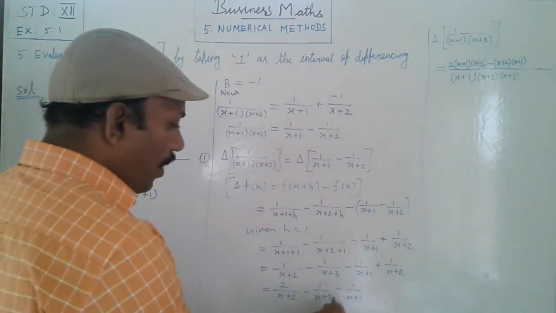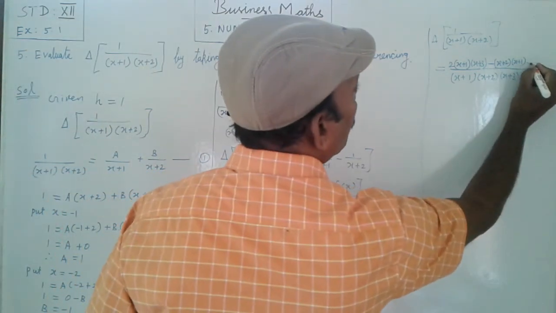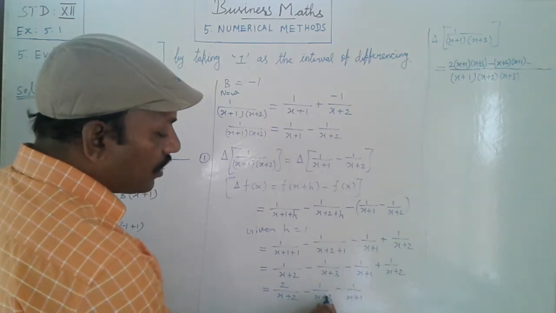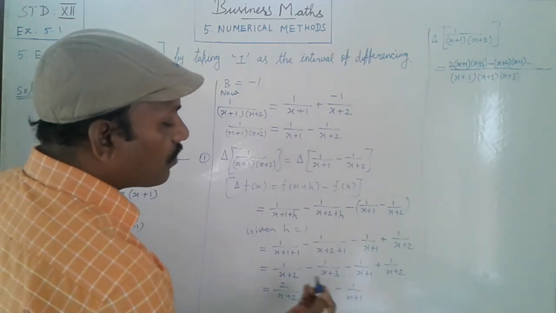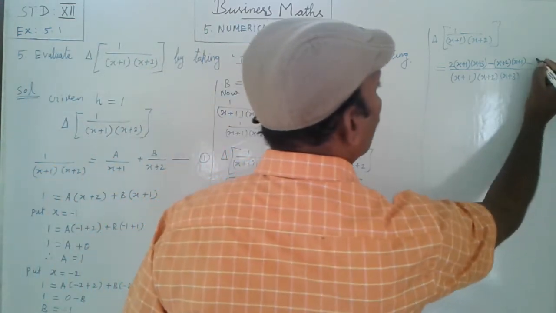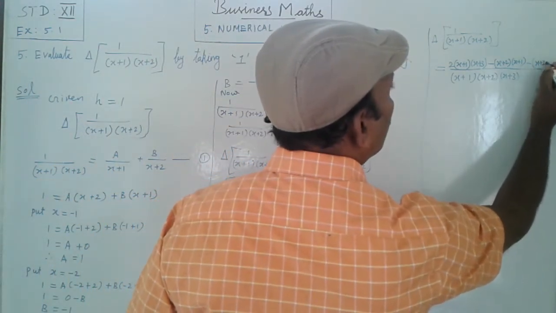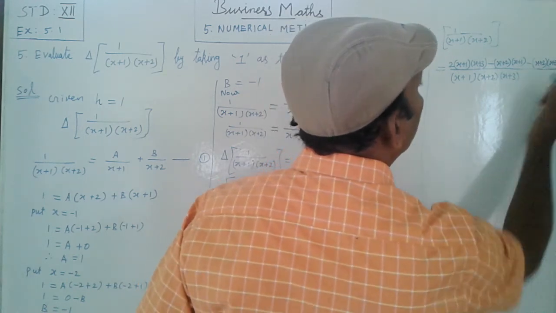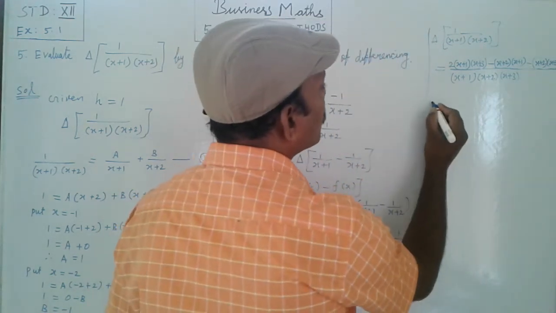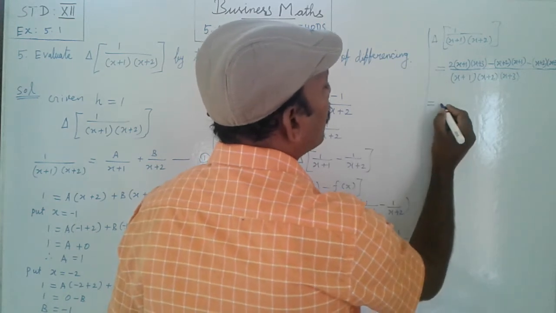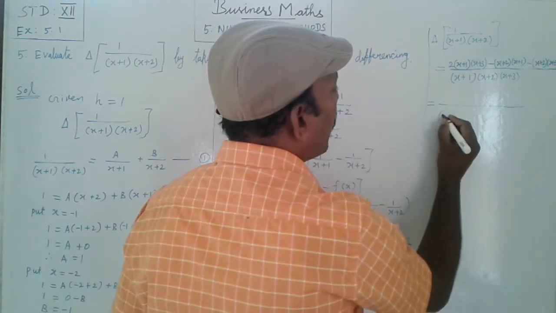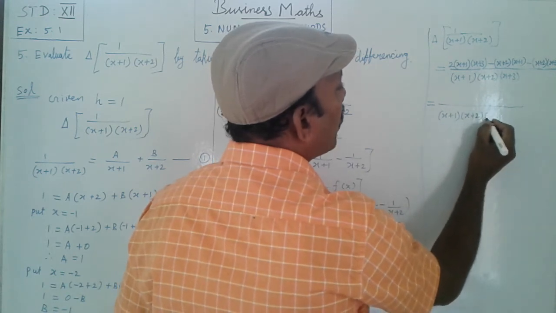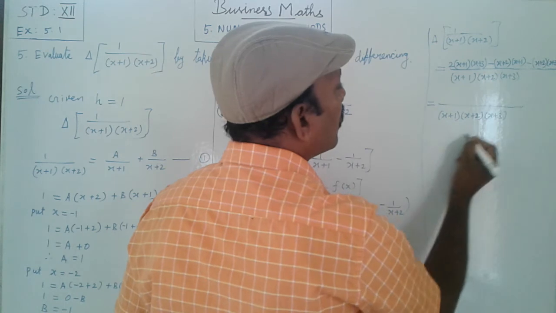Next, the minus symbol, 1 into 1 divided by x plus 1. x plus 1 is here. The remaining two values we should multiply. x plus 2 into x plus 3 into 1 is what? The same value, x plus 2 into x plus 3. So that is equal to, the LCM is what? x plus 1 into x plus 2 into x plus 3.